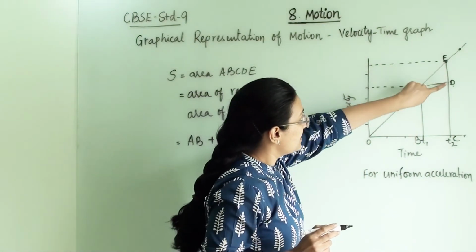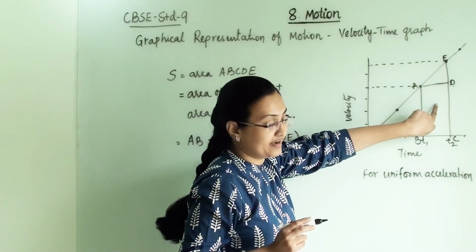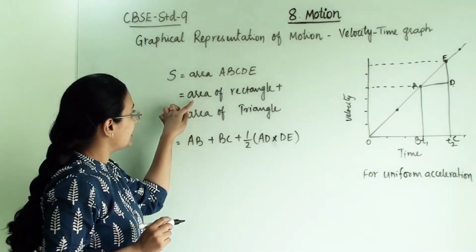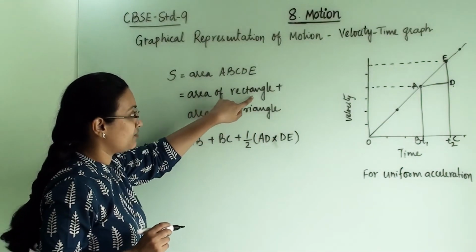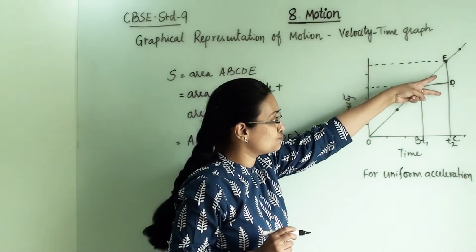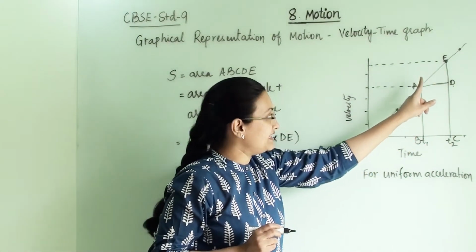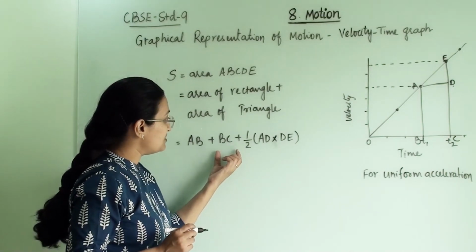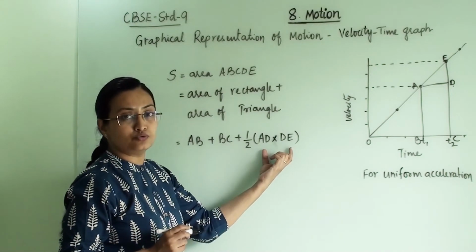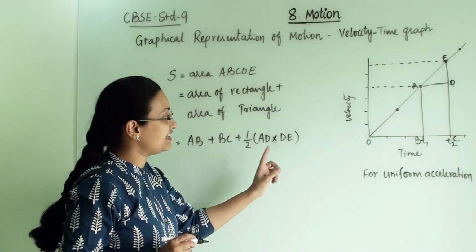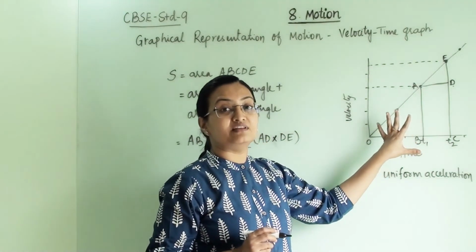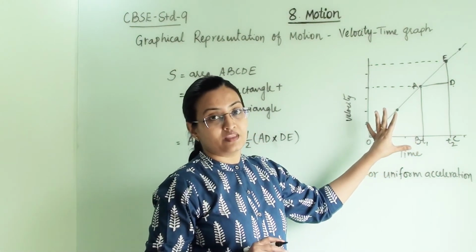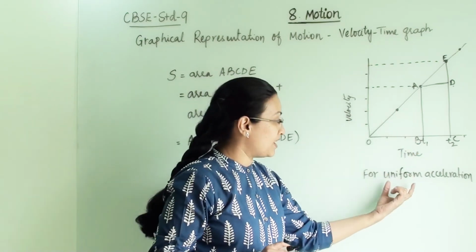This is a triangle and this is a rectangle. So we need the area of the triangle and the area of the rectangle. When we add these two, we will get the complete area under ABCDE. So that is AB plus BC plus half AD into DE. This is the complete area under this, and this area will give us the distance traveled by this object under uniform acceleration.